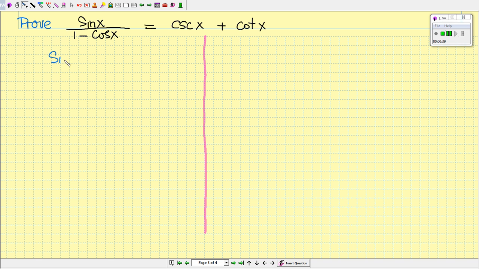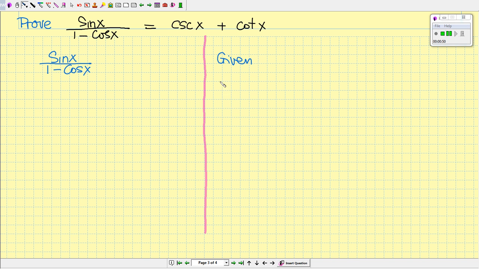So I'm going to go ahead and write that left hand side: we have sine of x over 1 minus cosine of x. So that will be given. Now the next step, you can see right here that in the denominator we have cosine of x. So what we want to do is that we want to be able to use the Pythagorean identity. So we have to multiply by the conjugate, which is the 1 plus cosine of x.